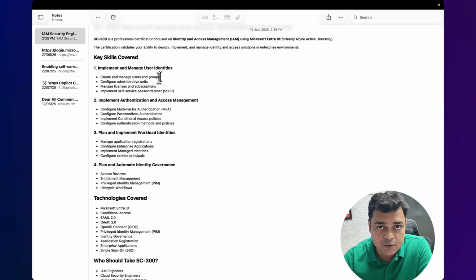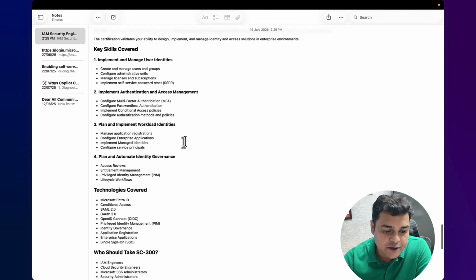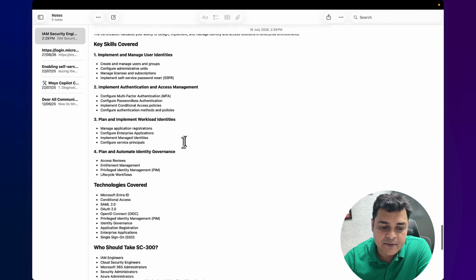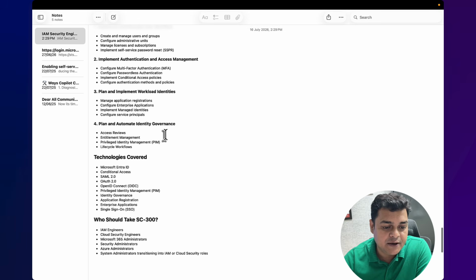We'll discuss how to configure SSPR and what prerequisites we need to keep in mind to set up SSPR. Implementing authentication and access management means you definitely need to protect your login activity: multi-factor authentication, configuring passwordless authentication, and conditional access policy. In conditional access policy, multiple types of policies are available that allow us to protect all types of services. Then configure authentication methods and policies.